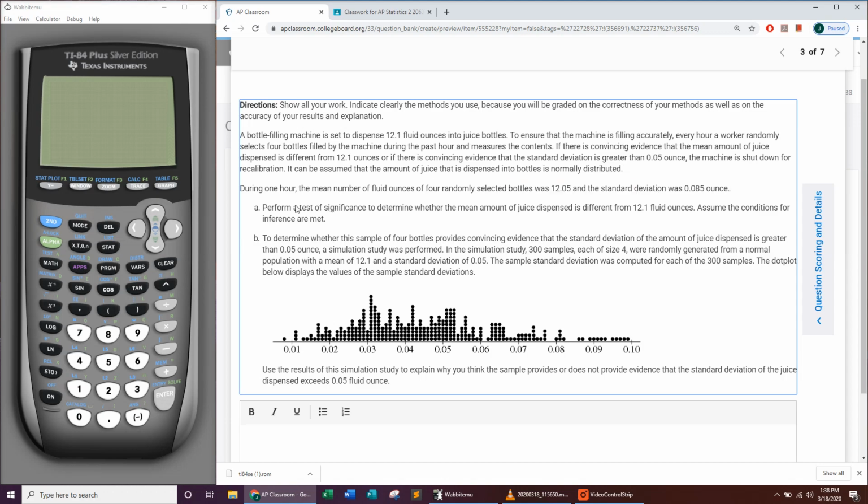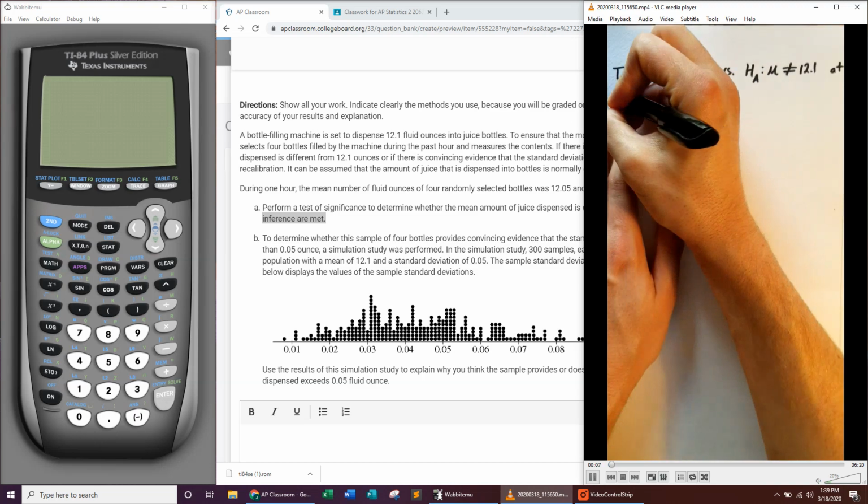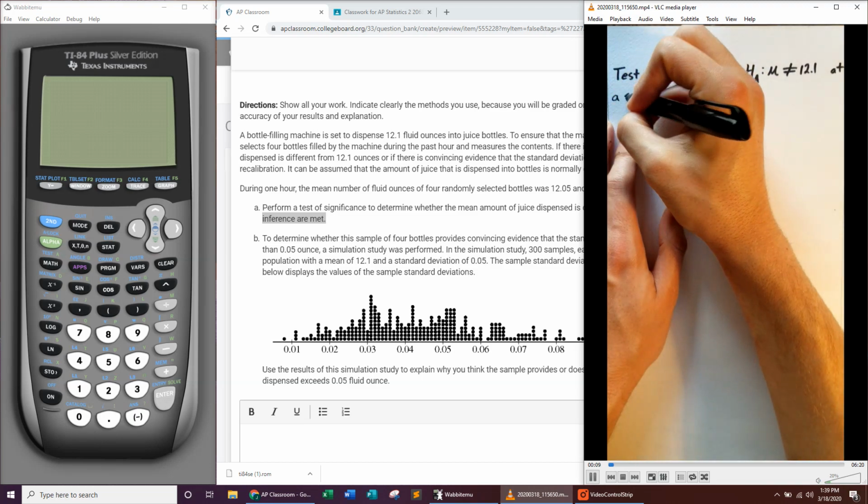So we're going to perform a test of significance to determine whether the mean amount of juice dispensed is different from 12.1 fluid ounces. And they actually tell us to assume the conditions for inference are met. That's pretty rare that they're going to let you do that. So we're going to go ahead and go through our 4-step process and go through the condition check just for the practice. All right, so we're going to start off by stating our hypotheses to get us started.